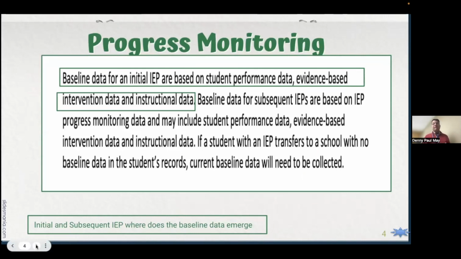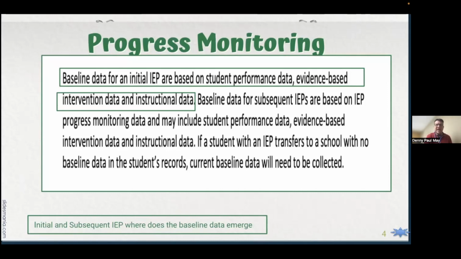So first of all, let's establish, do we understand what an initial IEP is? That's the first one, right? Pretty simple. So the initial IEP is one where you're going to look at evidence-based intervention data, instructional data, and student performance data, and you're going to use that psychological report to help you determine where this student is functioning. Where are the problem areas? What are the needs and concerns of this student?